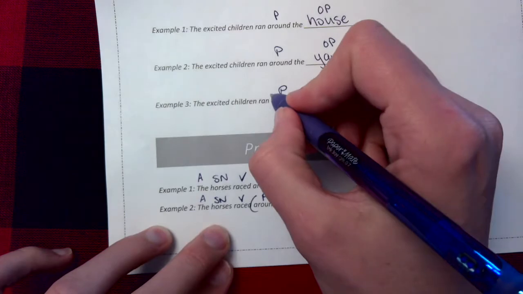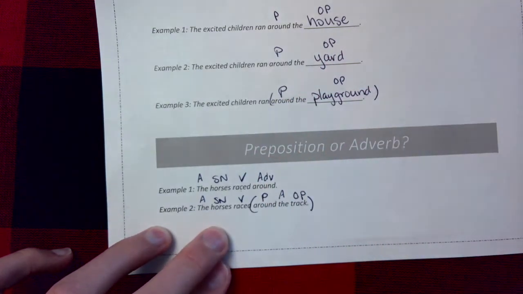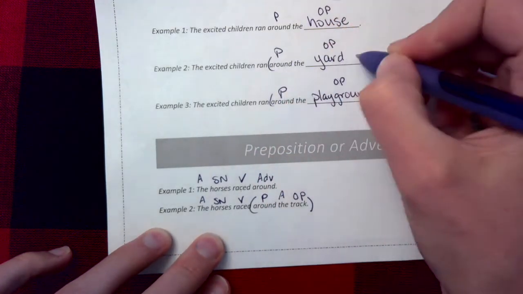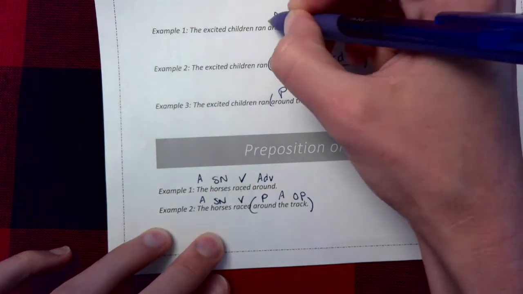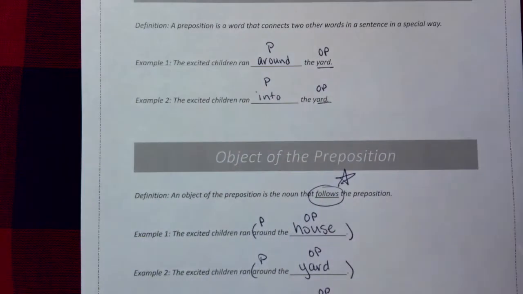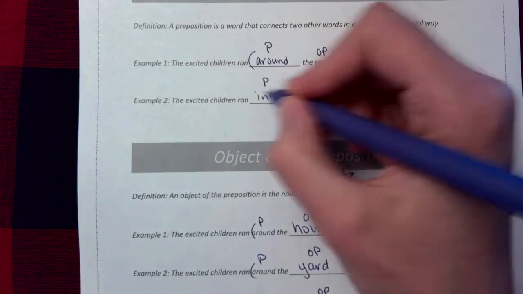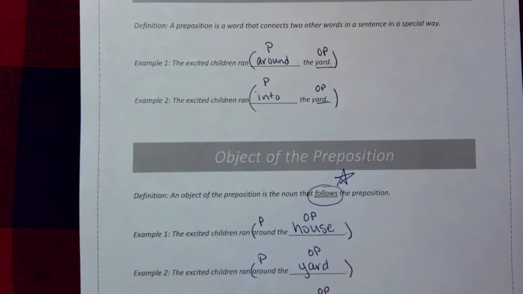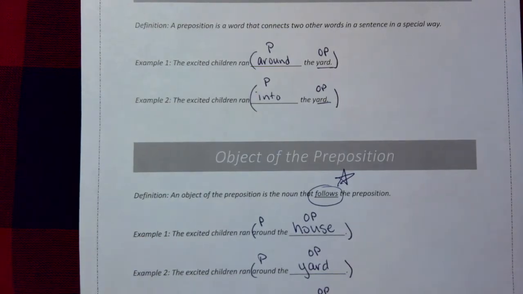If we look here, around the playground. That would be a prepositional phrase. Around the yard. Around the house. And at the top, around the yard and into the yard. All right, so those are all prepositional phrases.